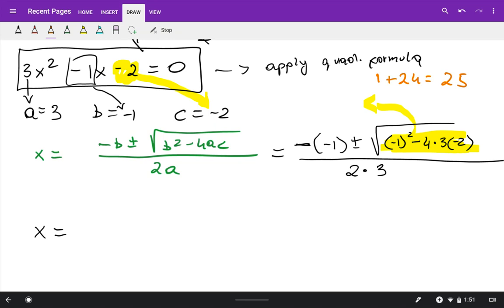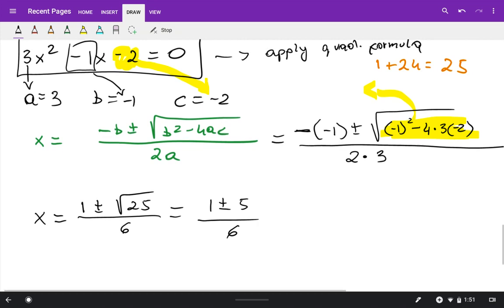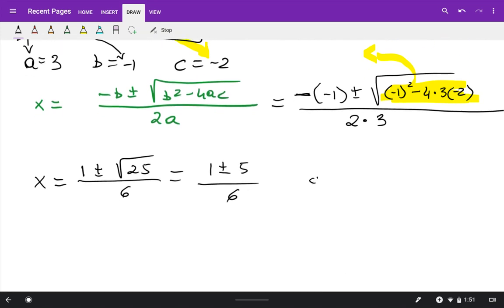So now I'm going to simplify. Here, negative of -1 is just positive 1. So we have x equal 1 plus minus square root of 25 over 6. So this is equal to 1 plus minus square root of 25, it's 5, over 6. And now I'm going to create 2 solutions.